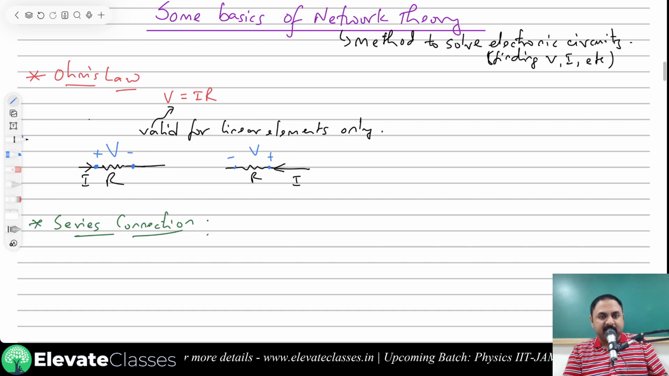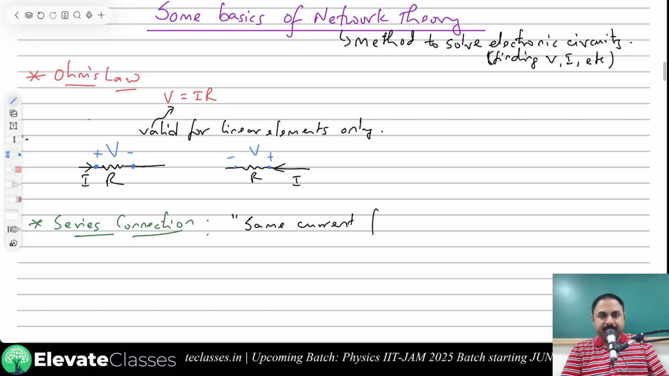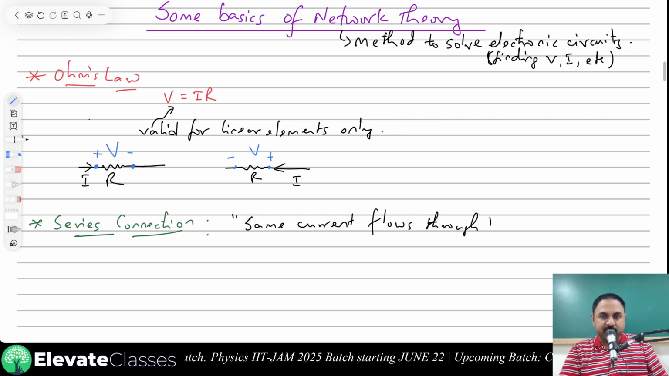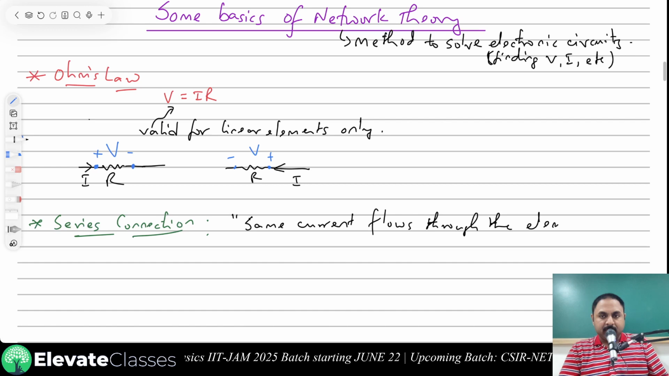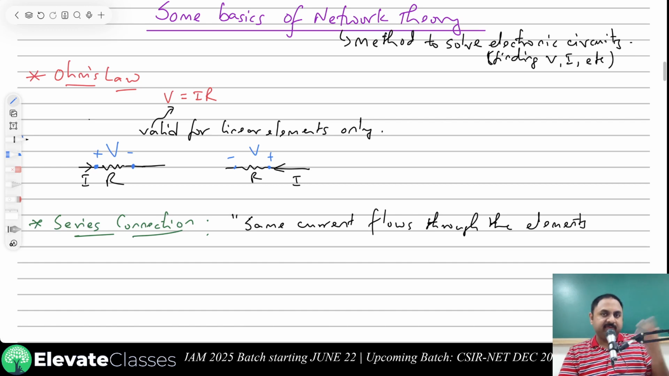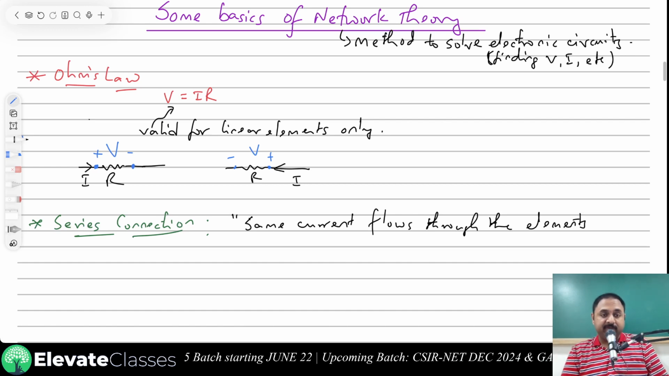Series connection का main characteristic क्या होगा? Same current flows through them. Same current flows through the elements. Whether they are 2, 3, 4, 5, we don't care, but the same current will flow through the elements.